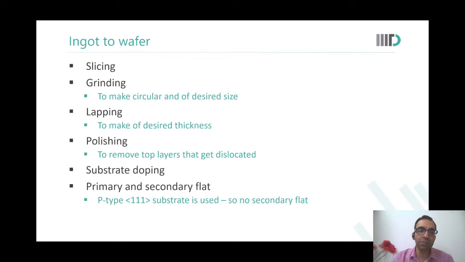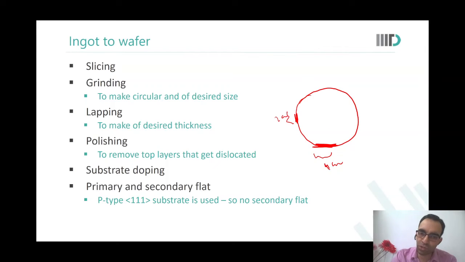The substrate is typically P-type doped. So you dope boron into it, let us say, so it is P-type, and then with the circular wafer, you create a flat over here, a little flat. When you have an N-type, then you also create a secondary flat. So this flat would be, let us say, 4 centimeters. This flat would be something like 2 centimeters.